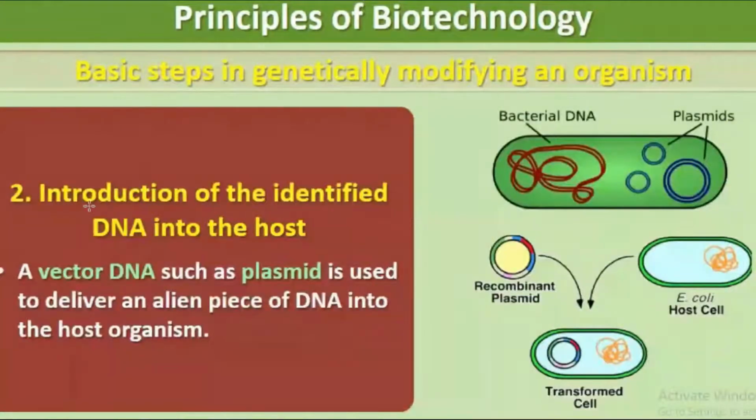Then second step, introduction of the identified DNA into the host. In order to do this process, a vector DNA such as plasmid is used to deliver an aligned piece of DNA into the host organism. So what is the meaning of this aligned piece of DNA? This aligned piece of DNA means gene of interest, desired DNA, target DNA, etc. These are the various names. So write down these names.